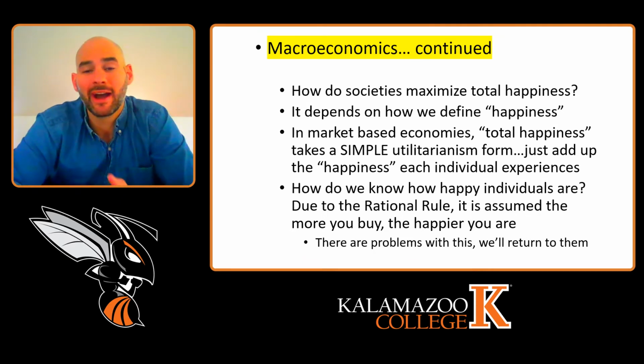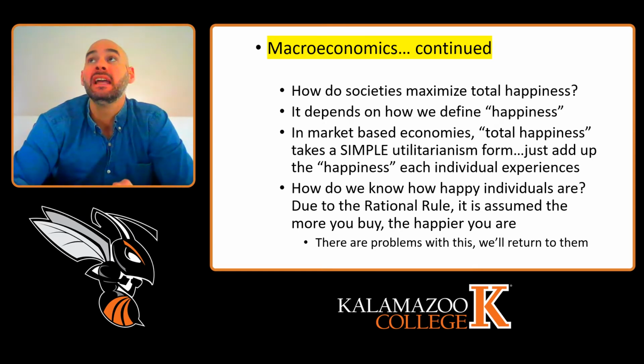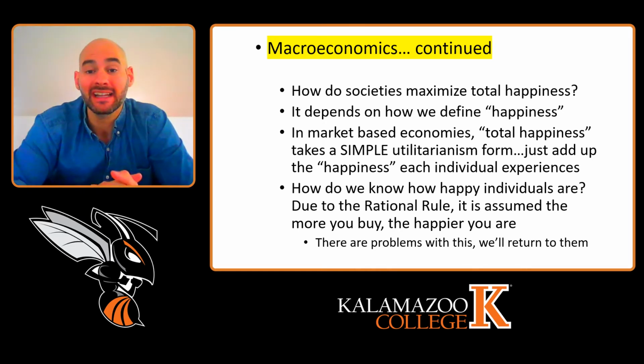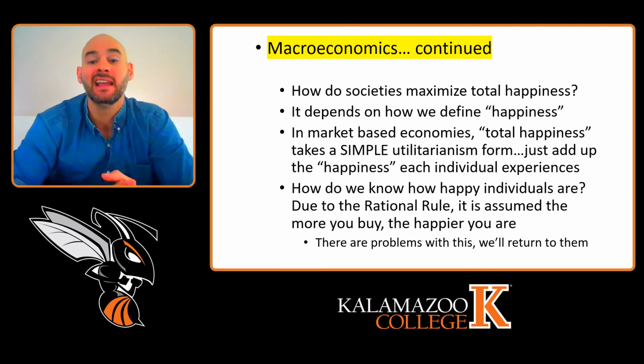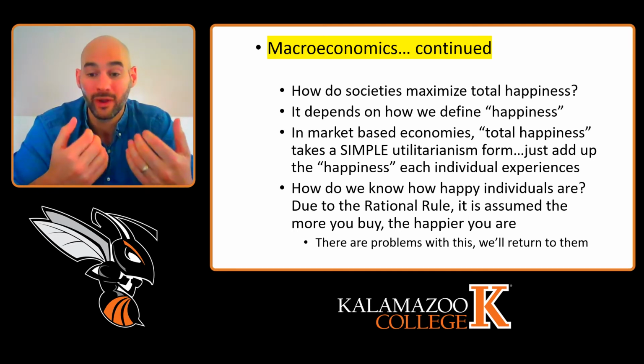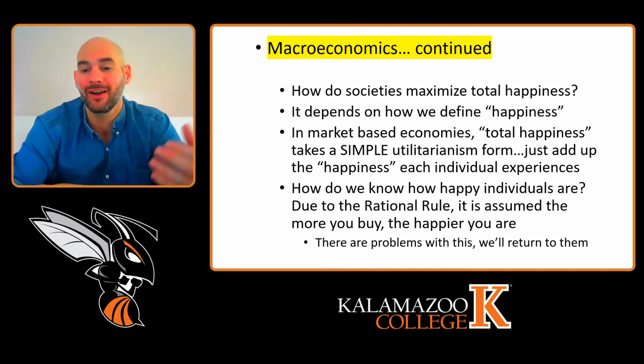So if we want to think about how societies maximize total happiness, this is going to depend on how we define what happiness is and how happiness can be quantified. If we're thinking about something that's being maximized, then we must be able to measure it. And if we want to measure happiness, we need to think about how we can add the happiness of Will to the happiness of Professor Gonzalez.